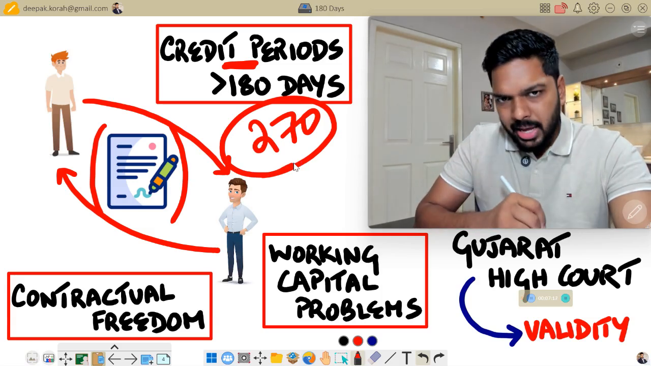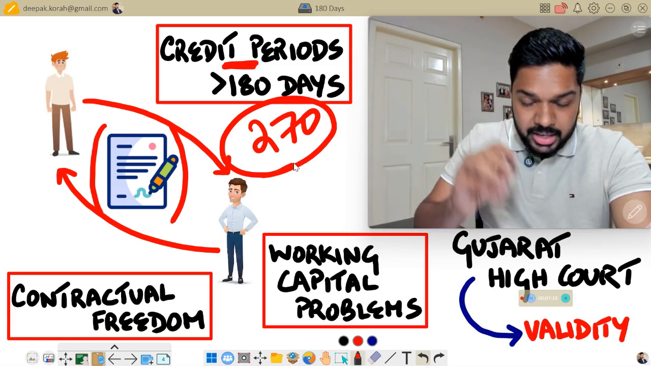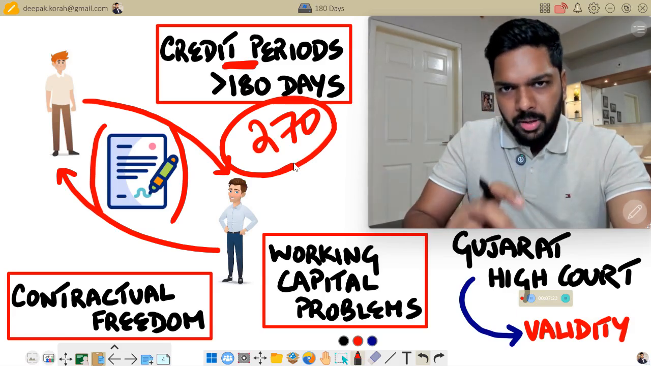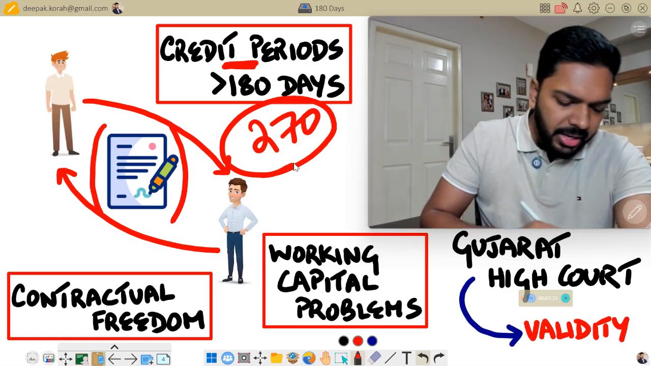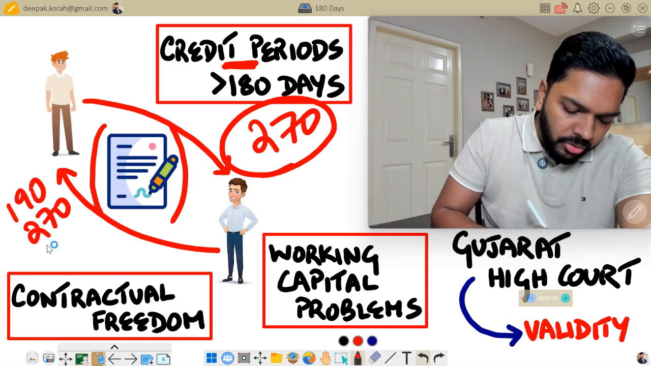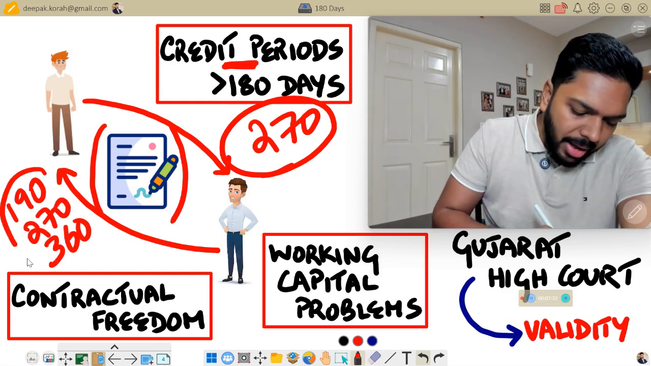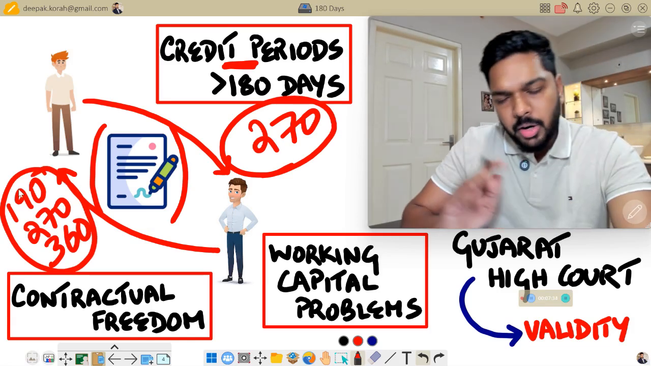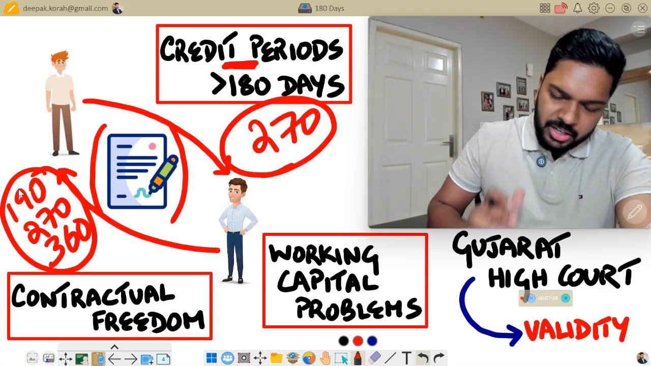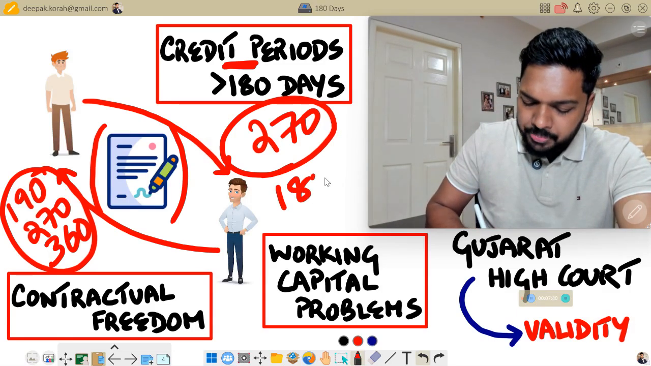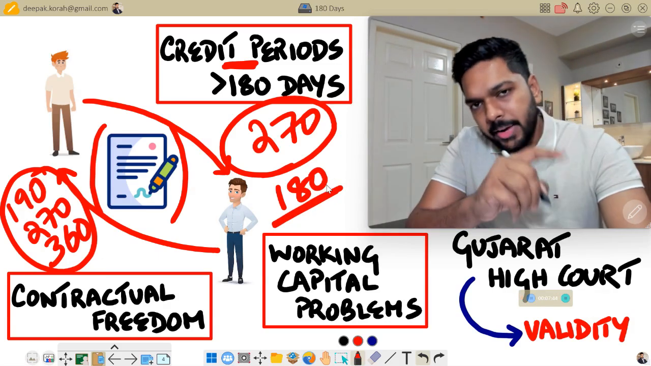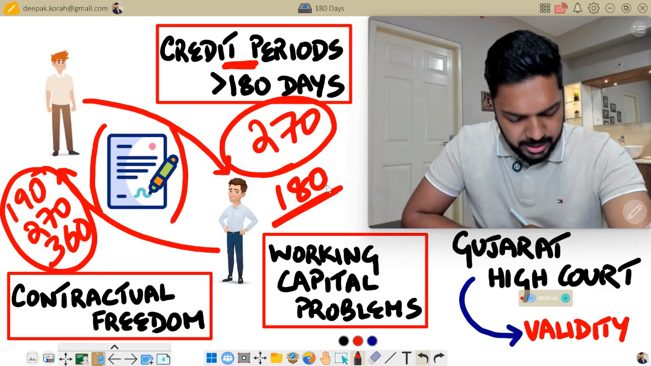The provision says that it does not pay any attention or heed to what is mentioned in the contract or the agreement. Even if the agreement says 190 days or 270 days or 360 days, it doesn't matter. Irrespective of whatever credit period is mentioned in the contract or the agreement, you have to follow the provision. If the recipient has not made a payment within 180 days, he has got to reverse the input tax credit that he had availed earlier in respect to the purchase of goods from the supplier.